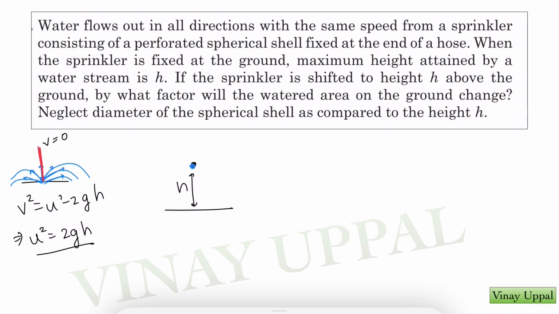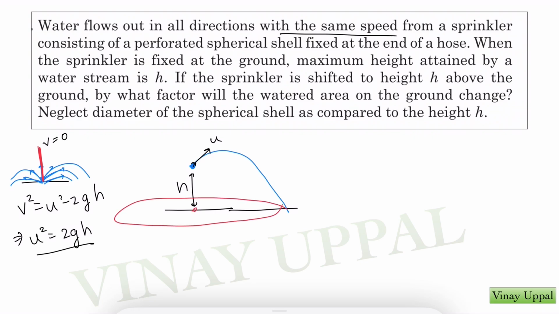And once again you have water being ejected out in all directions with the same speed u, as mentioned in the question. The question is asking to find the area on the ground that will be watered by the sprinkler. So basically you should be able to see that because it's in all directions, there will be a circular region, and the radius of that circle will be the maximum possible range of this oblique projectile.